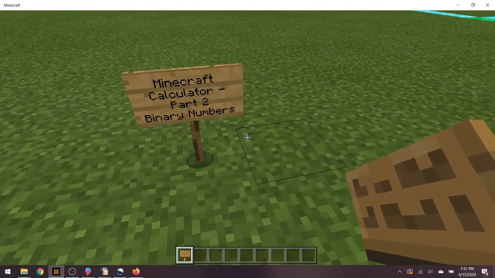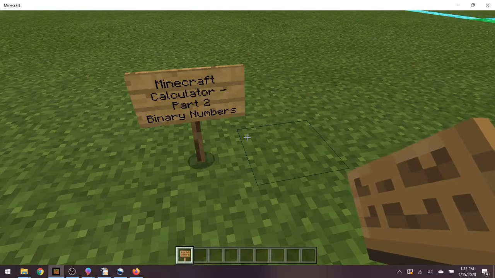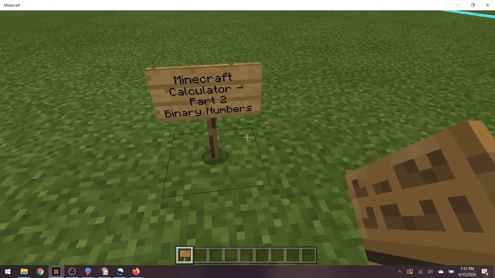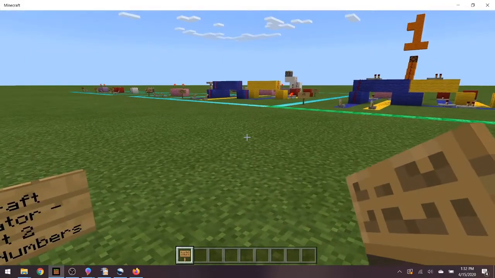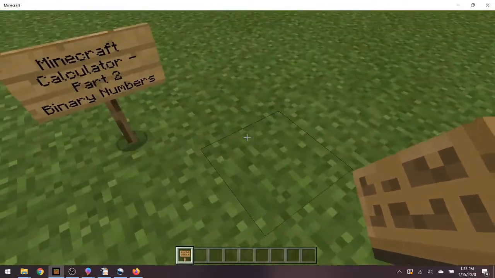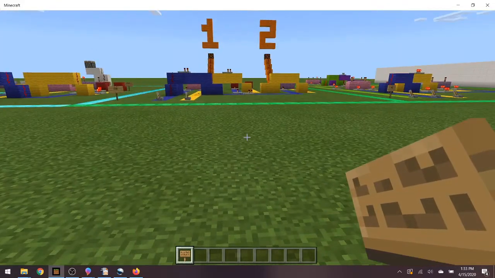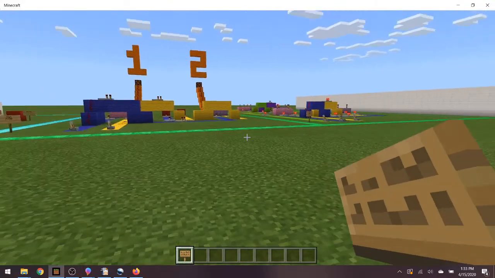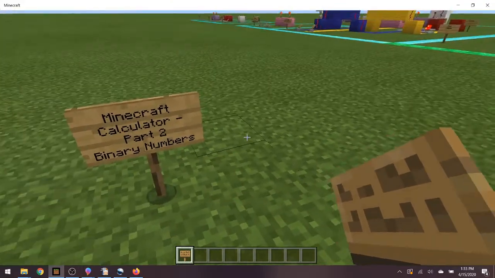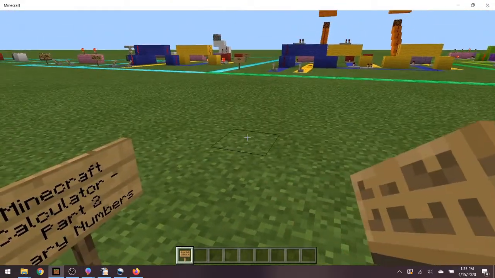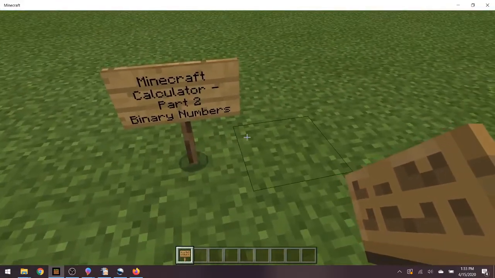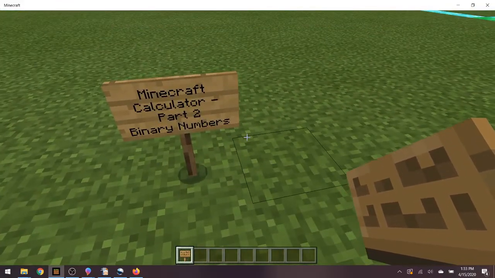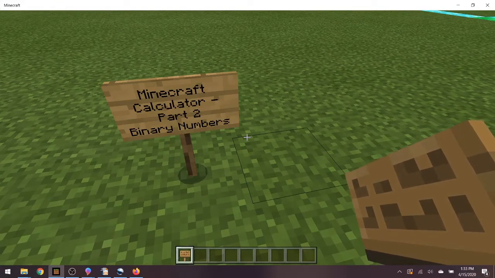Okay, well, this is part two of the Minecraft calculator. We're going to be talking about binary numbers. Now, in the last video, we talked about a lot of logic gates, and I decided before we start looking at some of the more complicated parts that put a bunch of logic gates together, we should probably talk about binary numbers. So we'll go ahead and get started on that.